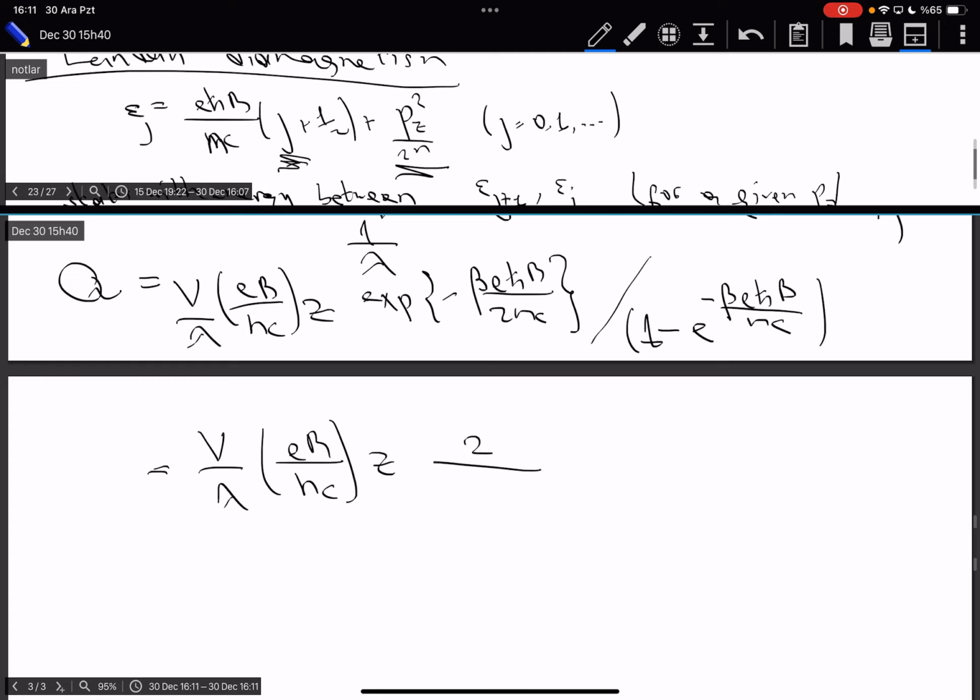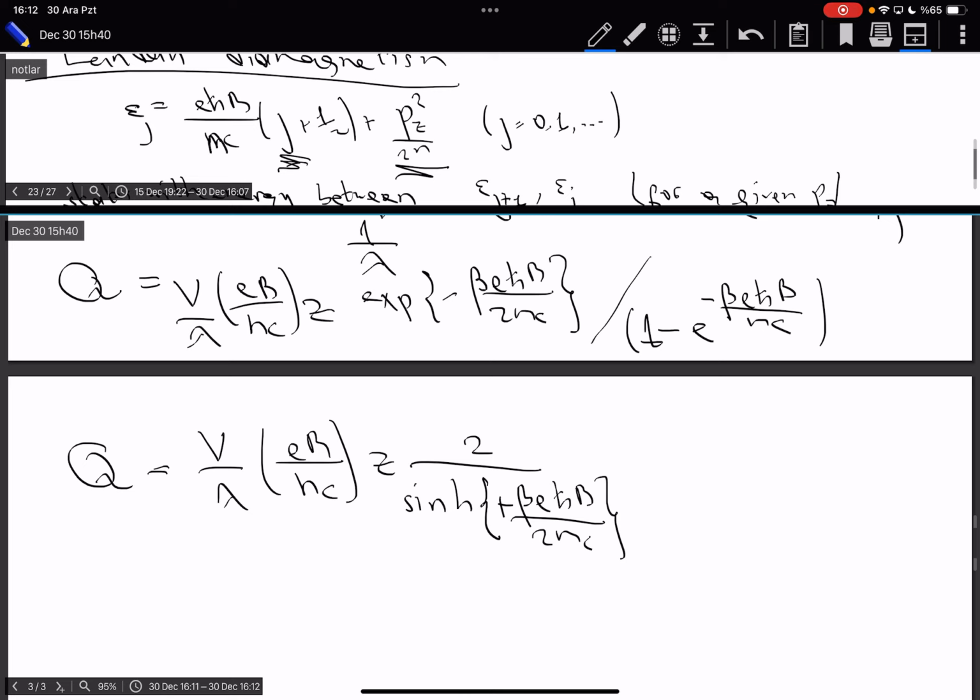times 2 over sine hyperbolic minus beta E h bar B over 2MC. And plus. This is our partition function for the system.